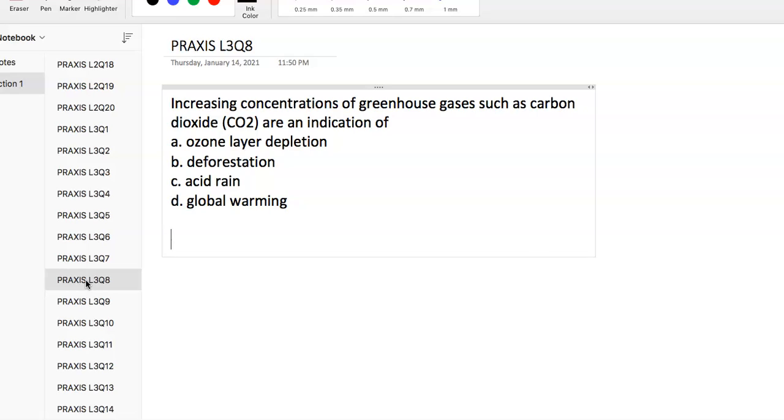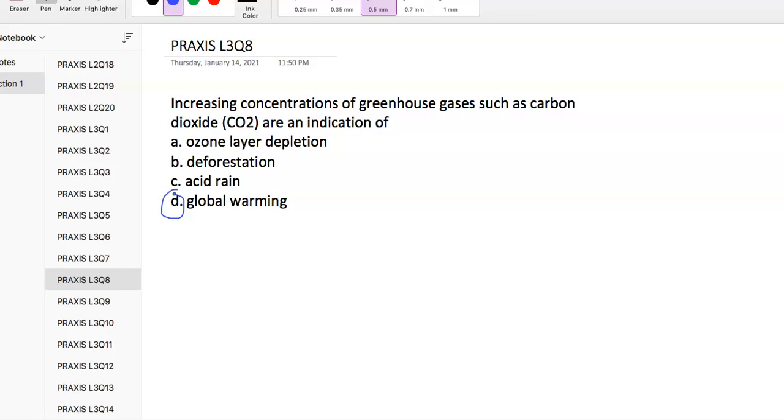So believe it or not, this is a social studies question, right? But it seems like a science question. But according to the Praxis, it's a social studies question. Increasing concentrations of greenhouse gases, such as carbon dioxide, are an indication of global warming. So we would like to know some basics about each of these, right? Because you could easily be tested on any of these answer choices.